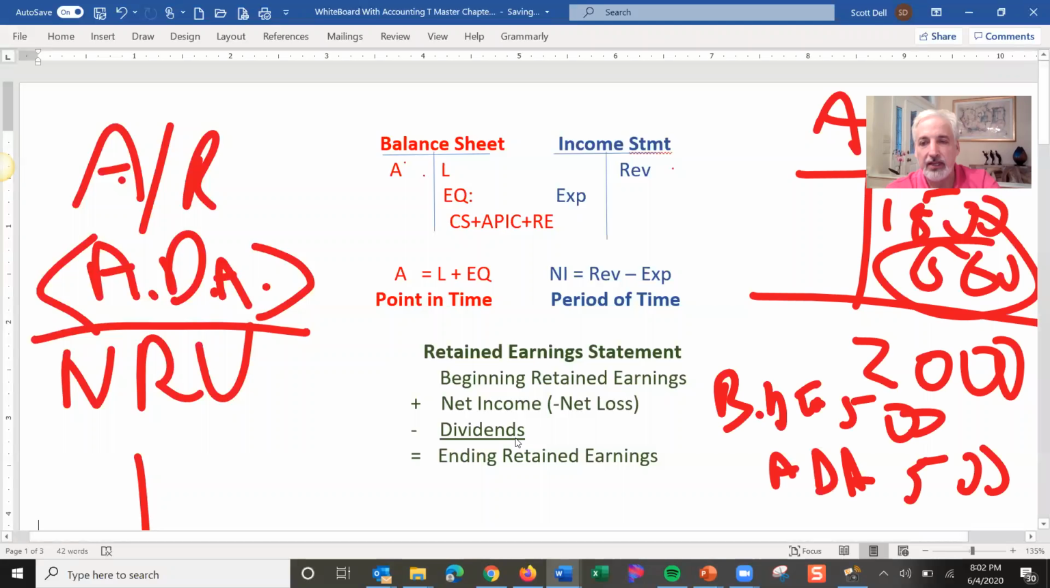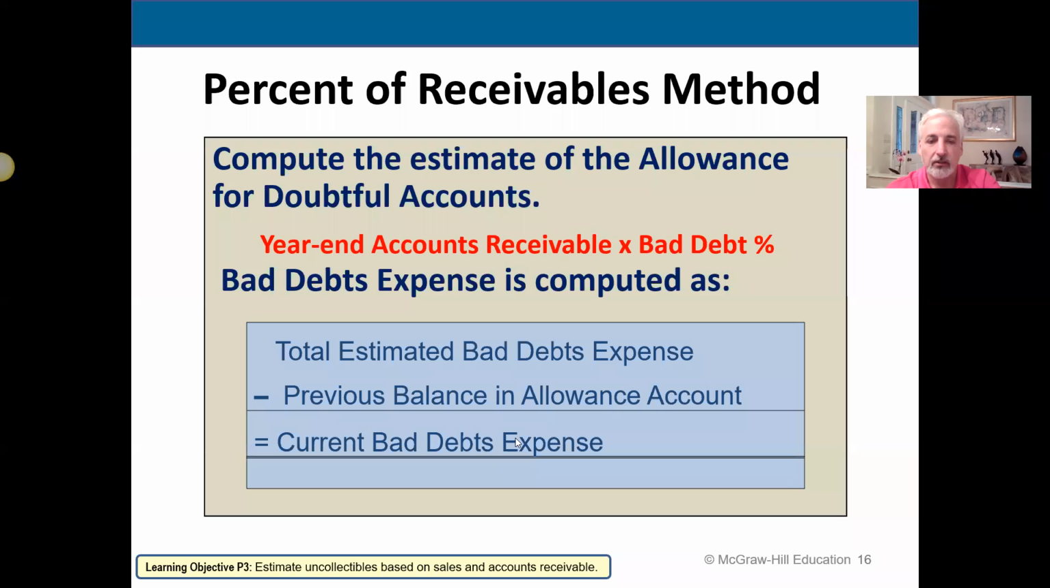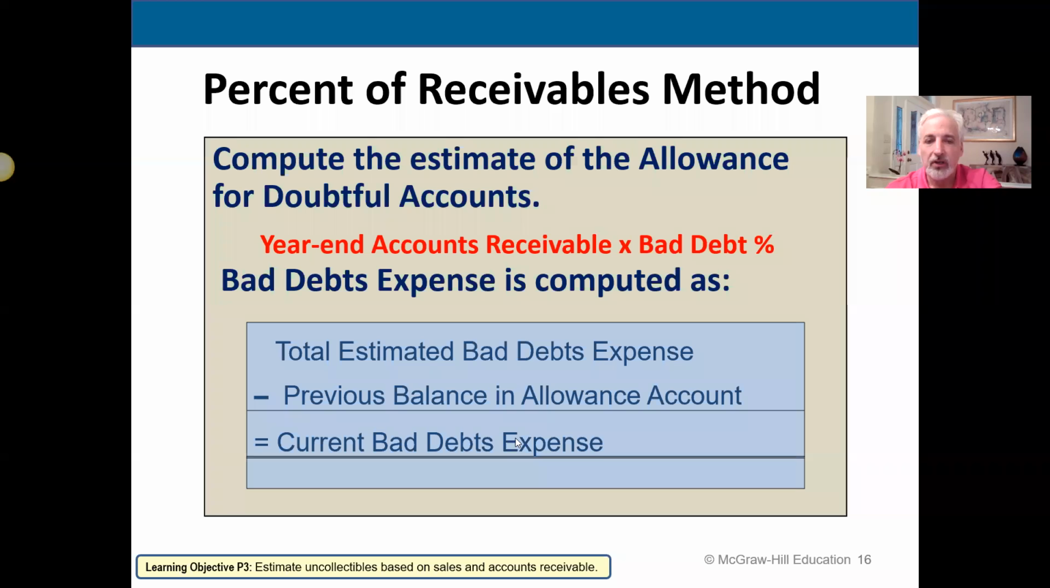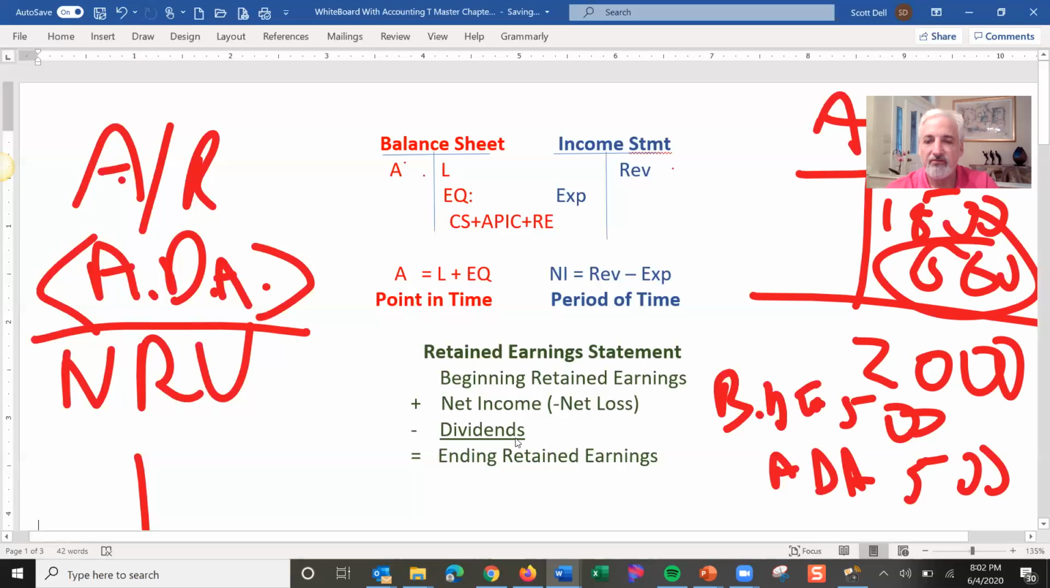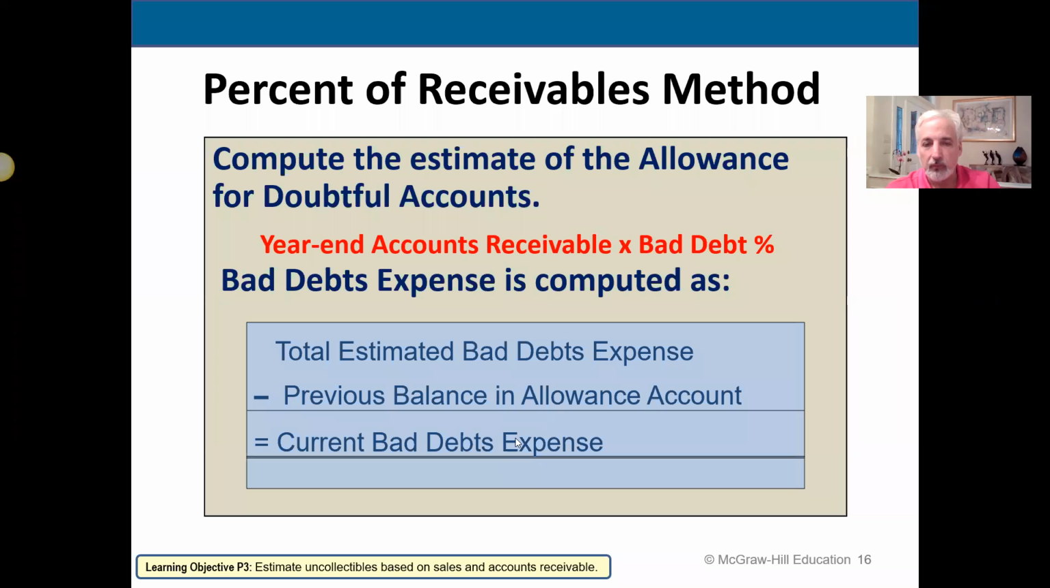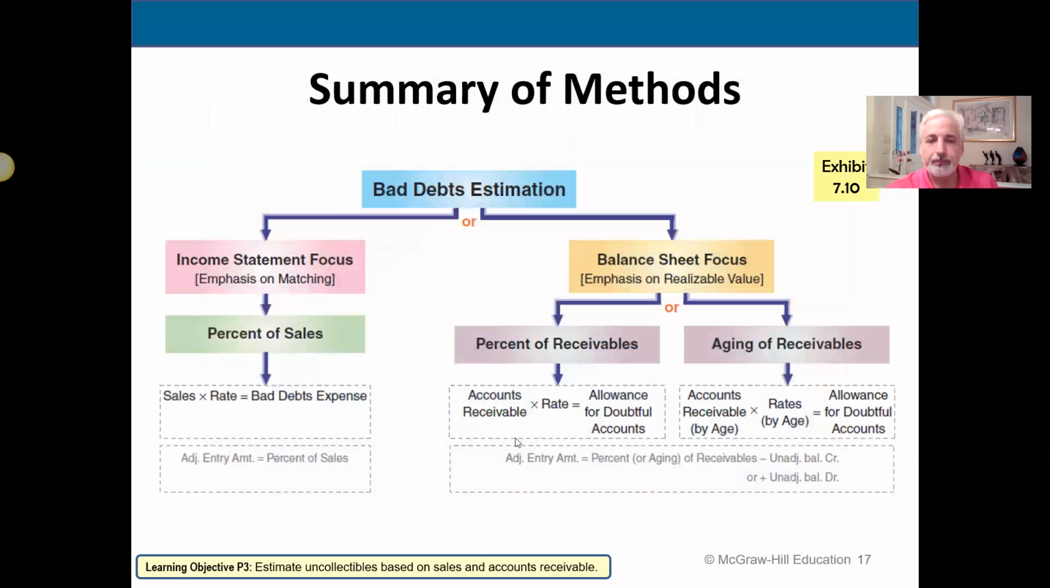Total estimated bad debt expense. That was $2,000. Previous balance in the allowance account. That was $1,500. What is our current bad debt expense? $500. So you debit the bad debt expense and you credit the allowance account to get the allowance account to where it needs to be based on your calculation as a percentage of receivables. And you can review this again if it's not real clear. We can talk more about it on a Thursday night call if you like.